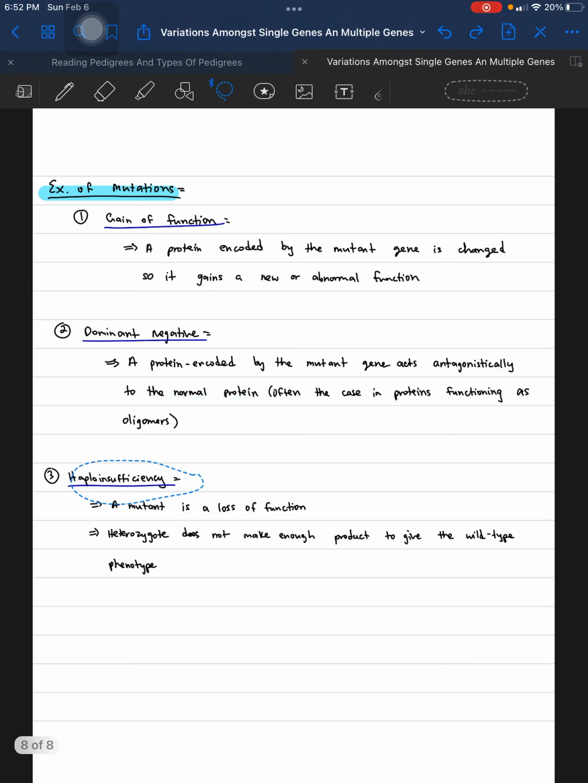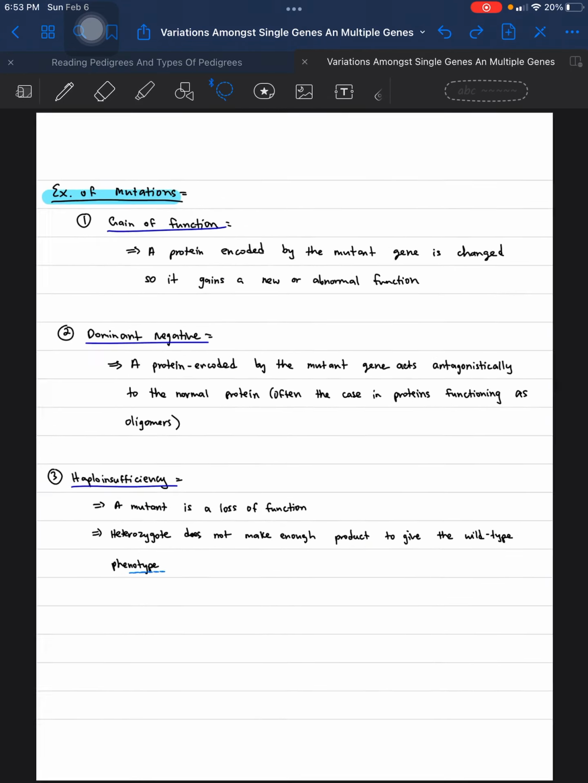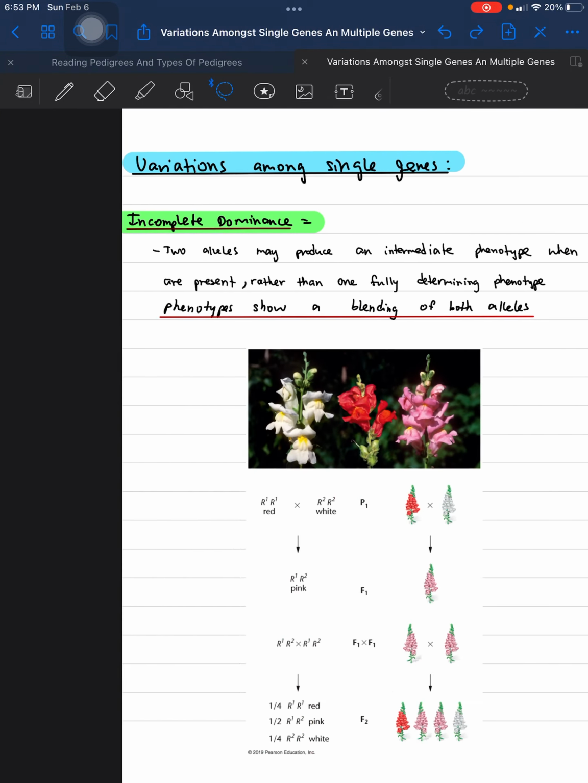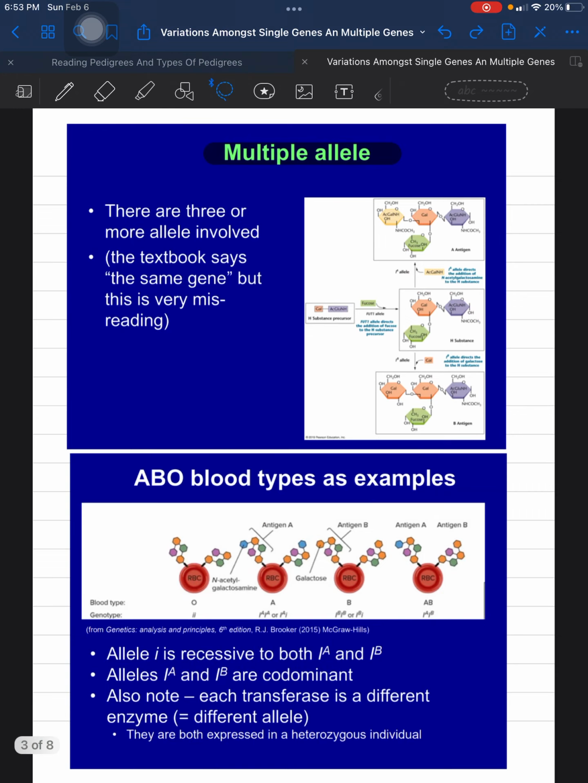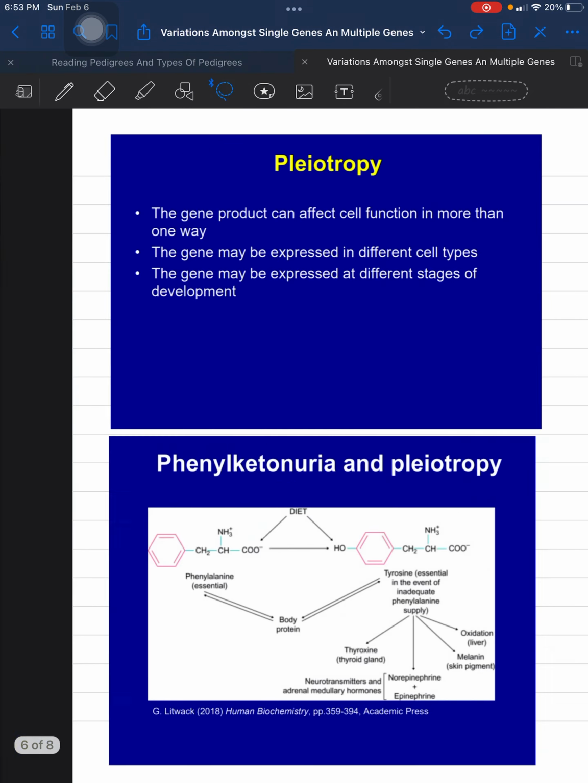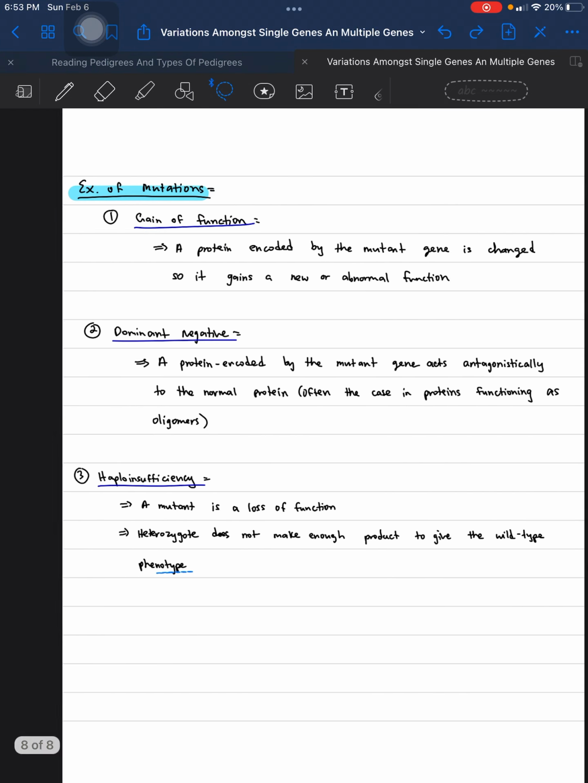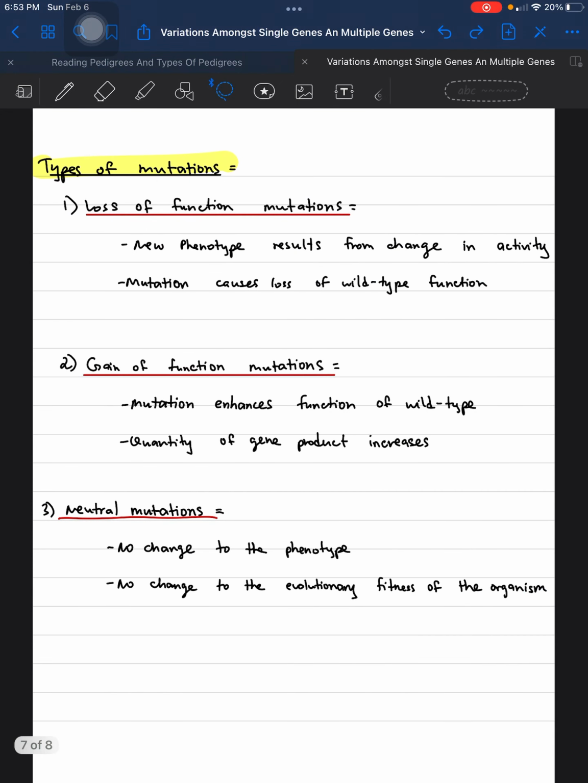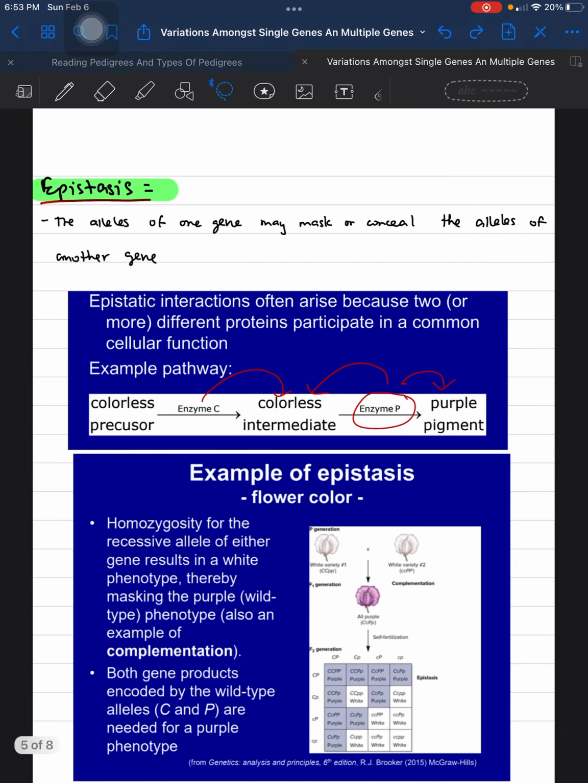Now, haploinsufficiency is an example of loss of function, and in this, the heterozygote does not make enough product to give the wild type phenotype. So that means that the gene product is lessened, and thus there's a loss of function. So these are all variations that can happen in meiosis and independent assortment, and you just need to know them, since they have the process of meiosis involved in them. And yeah.